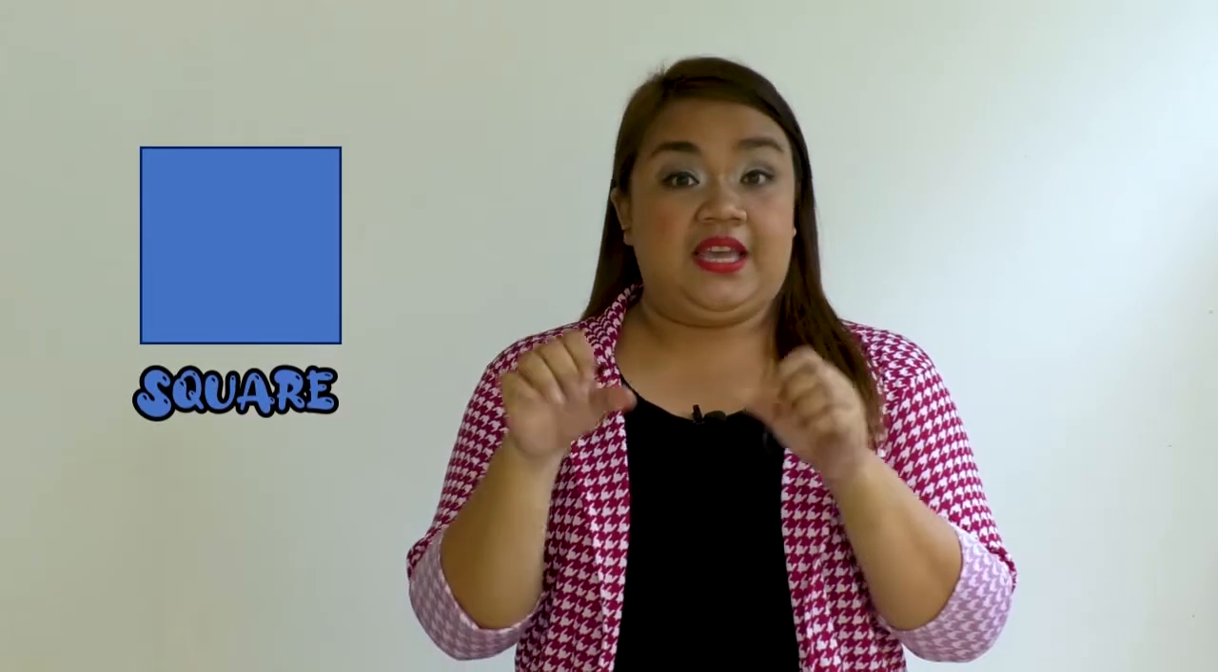Hi kids! It's always great learning new things, like shapes for today. But first, let's review them again. First, let's think of a square. How do we sign it again? With the S hands, like that. Imagine there's a square right in front of you, and you follow it with S hands.